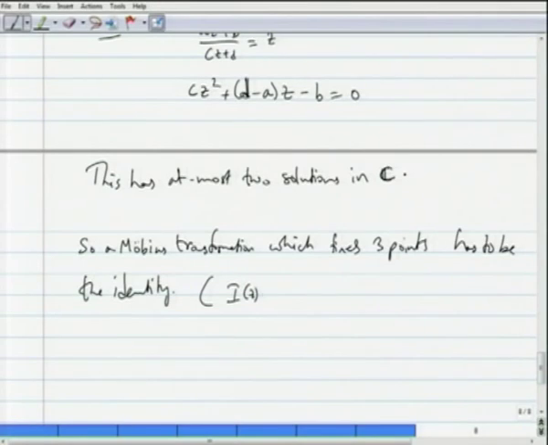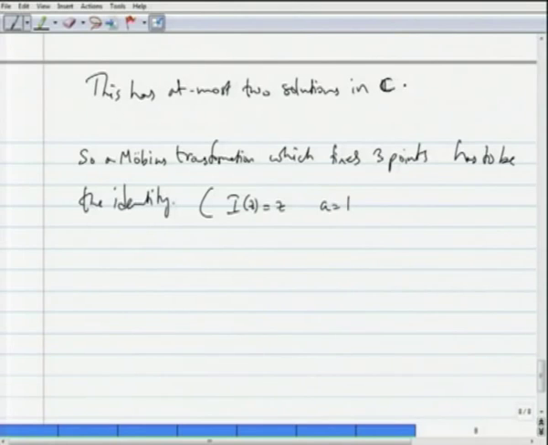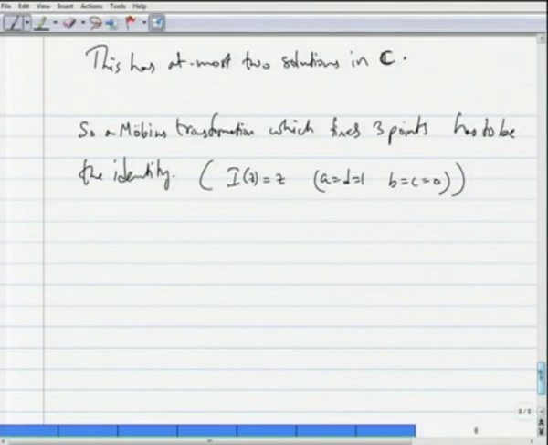So, the identity, what is that? I of Z is equal to Z. In this case, A, D are 1 and B and C are 0. A equals D equals 1, B equals C equals 0. And in that event, every point in the finite complex plane and the point at infinity are all fixed.